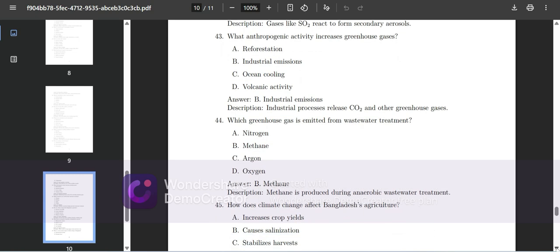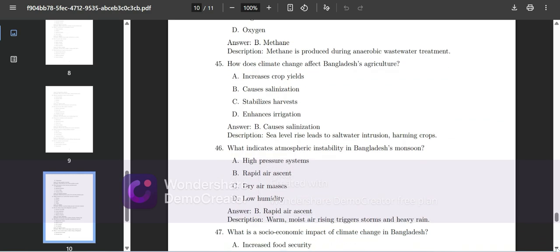What anthropogenic activity increases greenhouse gases? Industrial emissions. Industrial processes release carbon dioxide and other greenhouse gases. Which greenhouse gas is emitted from wastewater treatment? Methane. Methane is produced during anaerobic wastewater treatment.